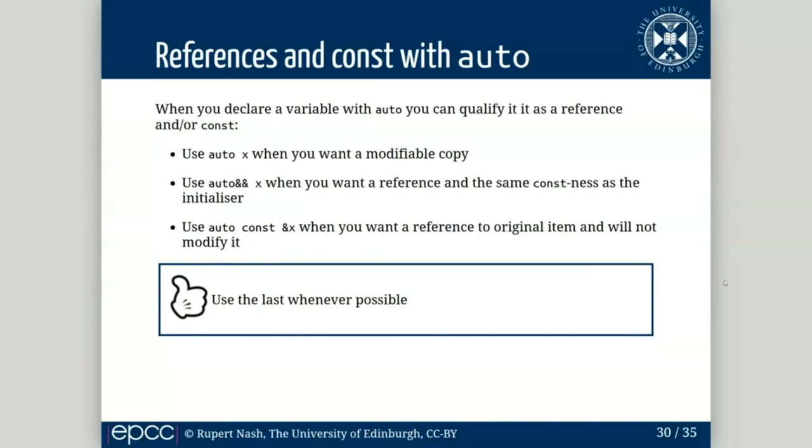Sorry, I'm slightly hazy. I would always use auto x when I just want to get an actual modifiable copy of the thing. When I want to use a reference, I would always use auto ampersand anyway, and allow what is instantiating or initializing my object to determine the const. So I would suggest you always use auto ampersand x or const ampersand x when you want to get a reference, and prefer to use auto const ampersand x when you know that you're not going to update it.